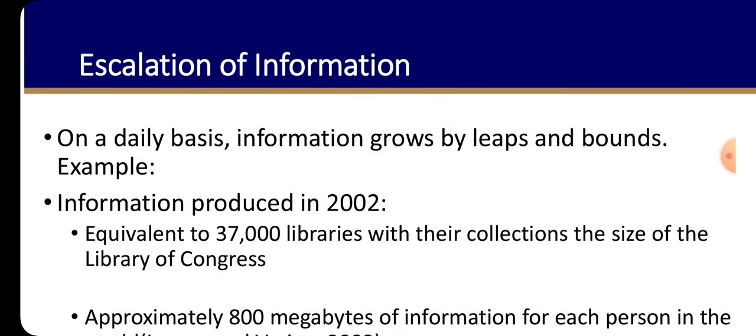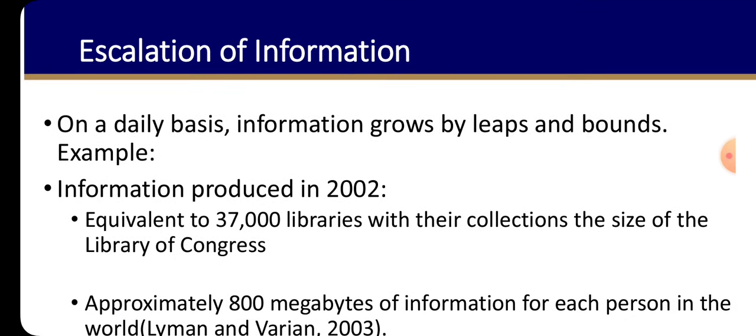Let's look at escalation of information. When you talk of escalation of information, on a daily basis, information grows by leaps and bounds. For example, we are now coming to look at information that was being produced in 2002. That information was equivalent to 37,000 libraries. So the information that we produced in 2002 in general was equivalent to 37,000 libraries, okay, with their collected size, which is equivalent to the Library of Congress.